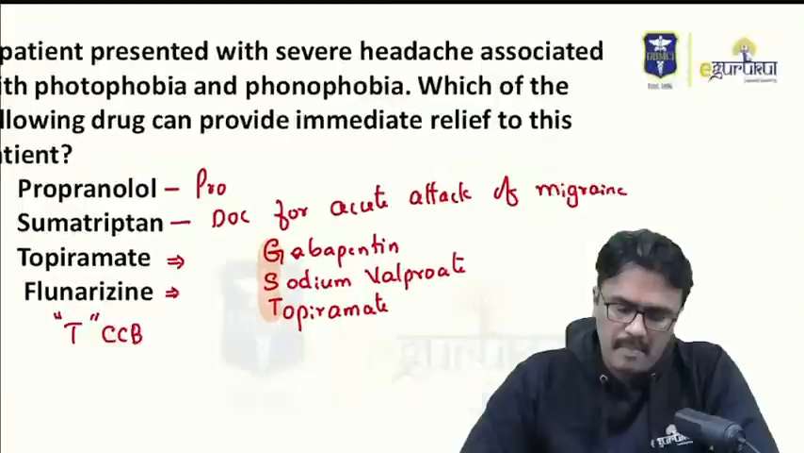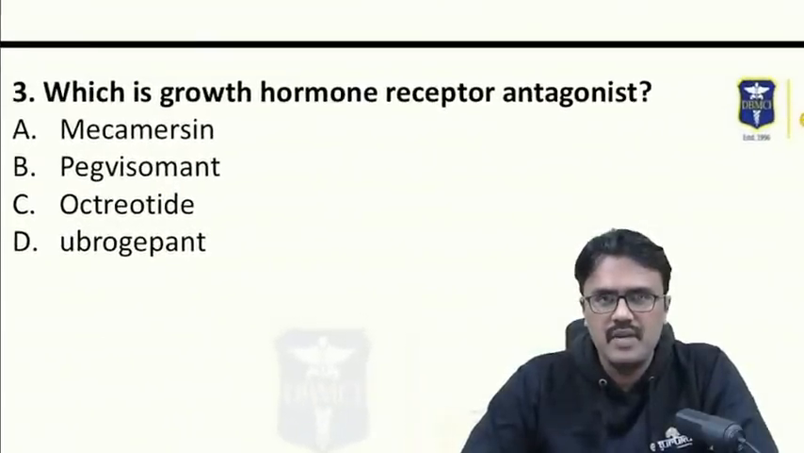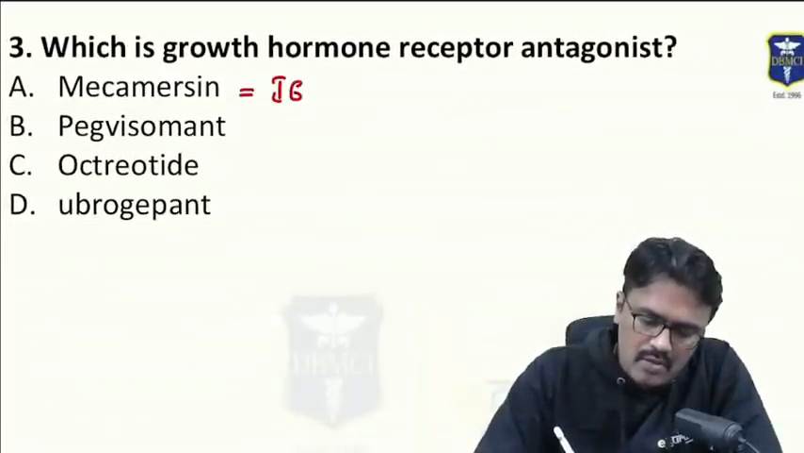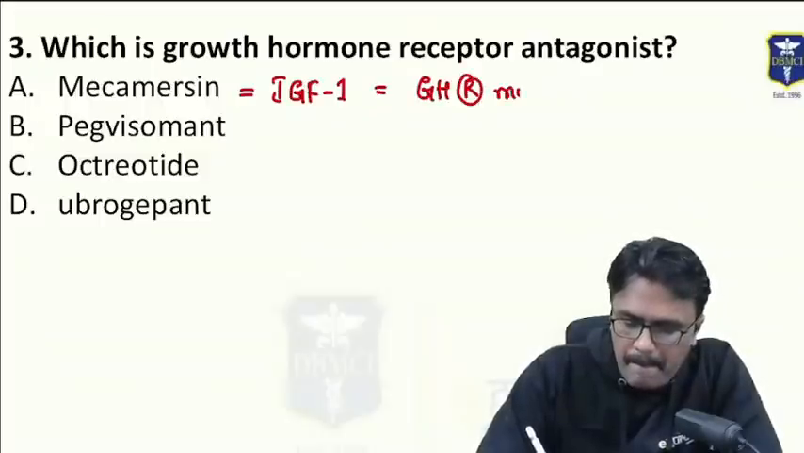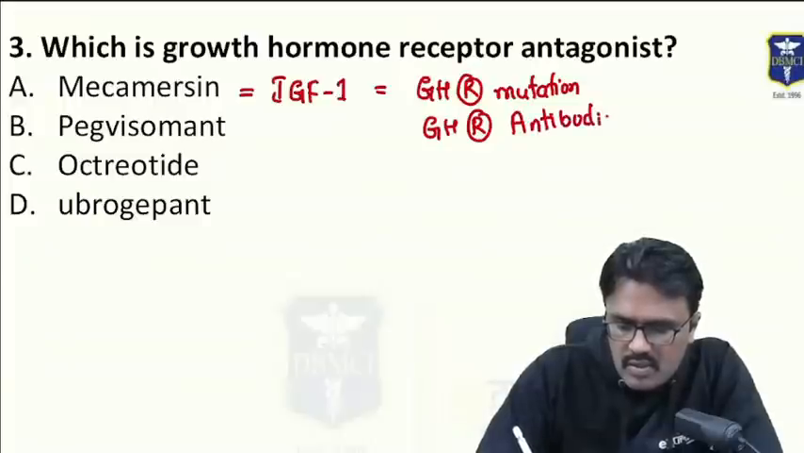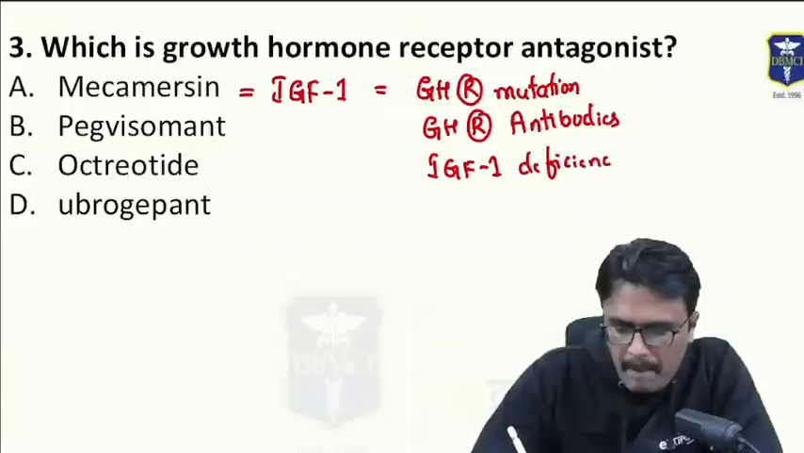Moving on to the next one, which is the growth hormone receptor antagonist? A direct question. What is mecasermin? Mecasermin is a recombinant insulin-like growth factor 1. Where do I use it? When there is growth hormone receptor mutation, or when there are growth hormone receptor antibodies. If there are antibodies on this, then we use it. Or when there is insulin-like growth factor 1 deficiency, there we use this mecasermin.